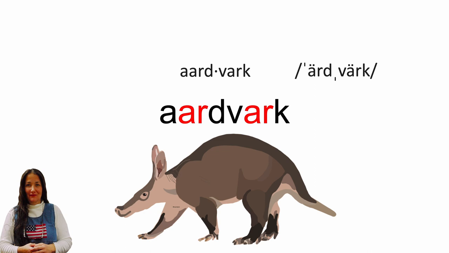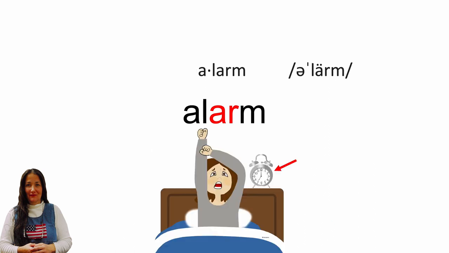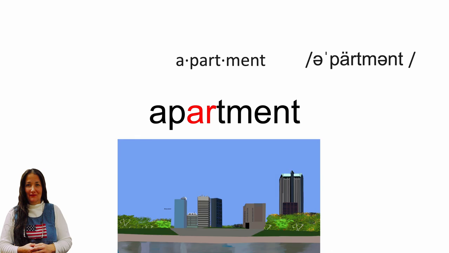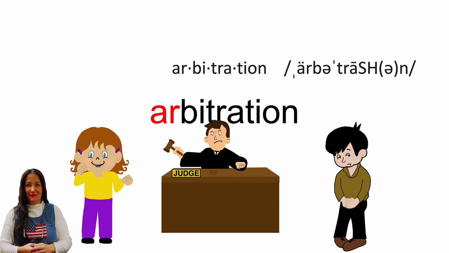Aardvark. Alarm. Apartment. A place where some people live. They live in an apartment. Arbitration. An arbitration uses an arbitrator to settle a dispute.